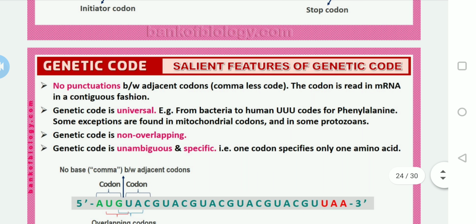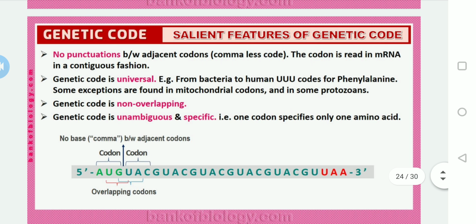Yes. And the next one: while we are telling about the characteristics or salient features of the genetic code, we can also say the codons are commaless, or it can also be called no punctuations. No punctuations between the adjacent codons. The codon is read in messenger RNA in a contiguous fashion.